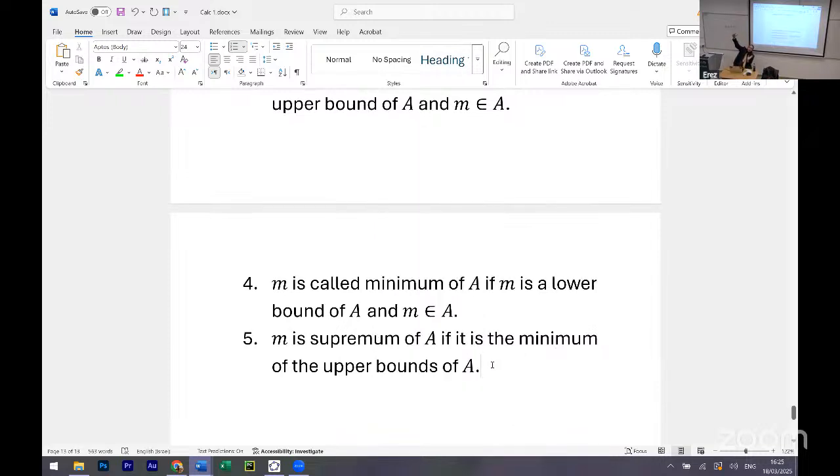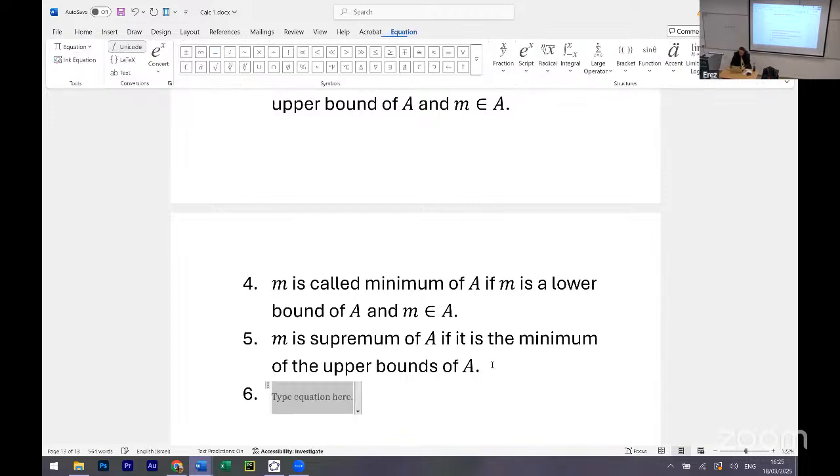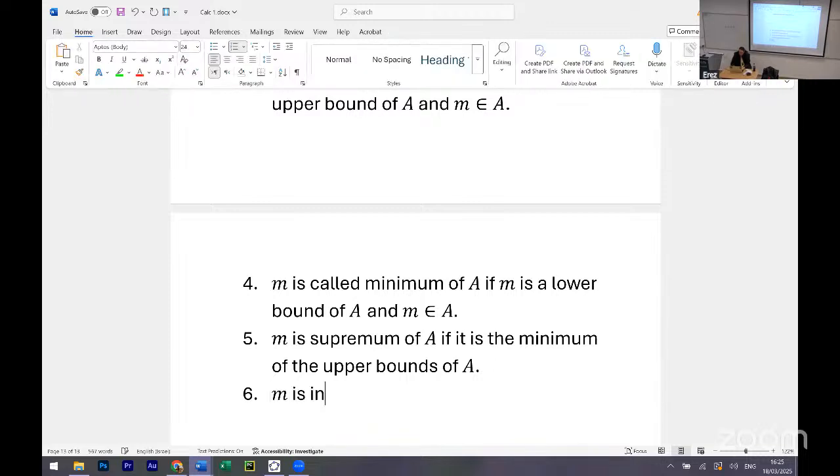If you come from above and you want to find the edge of the set, so from above is the closer to the set, so it will be the lowest from the numbers above. And M is the infimum of A if it is the maximum of the lower bounds of A.